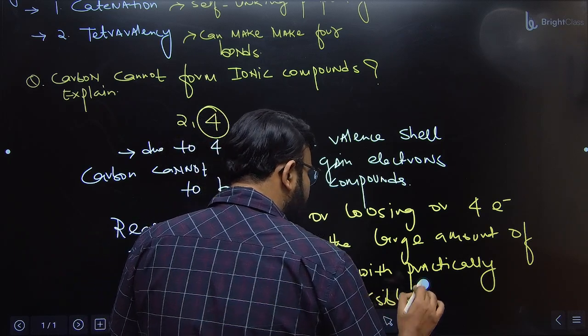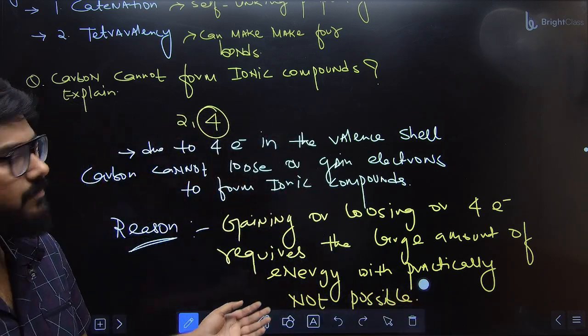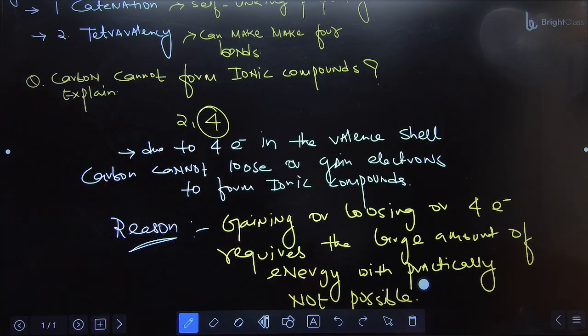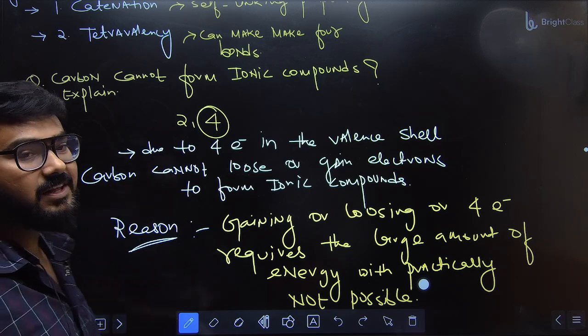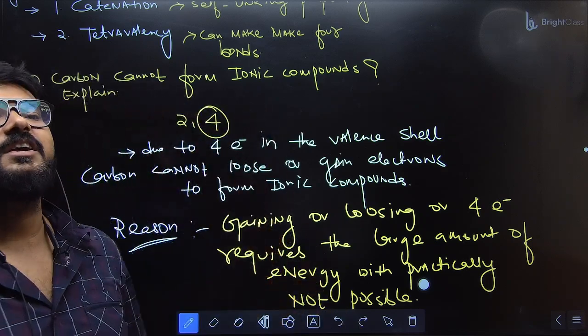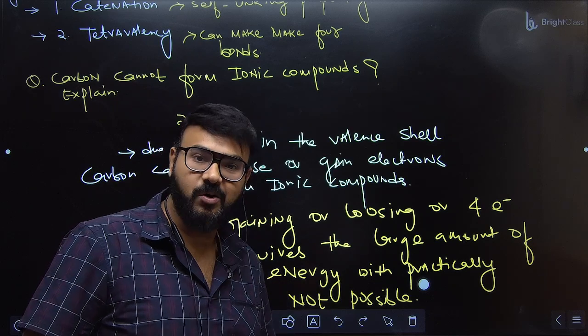So that is why carbon cannot form ionic compounds. Online, is everyone clear? Yes, sir. Now the question arises, what option does carbon have? Sharing. Sharing is caring, covalent bond, right?